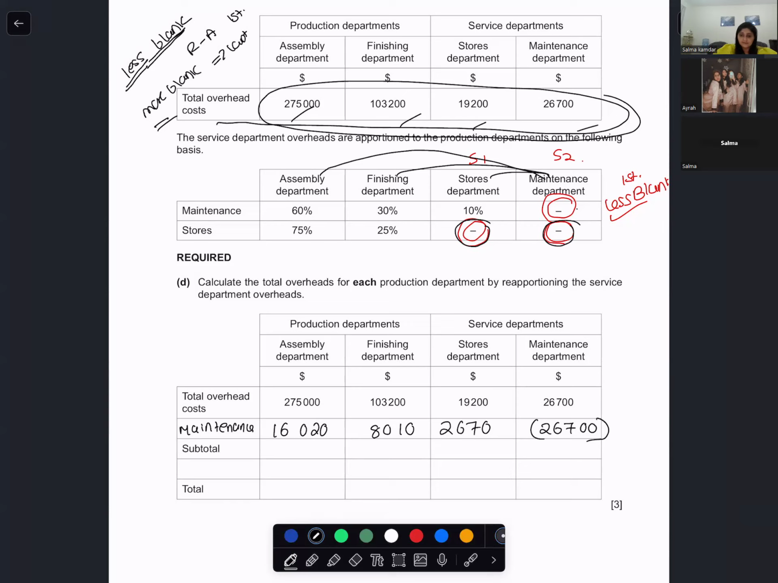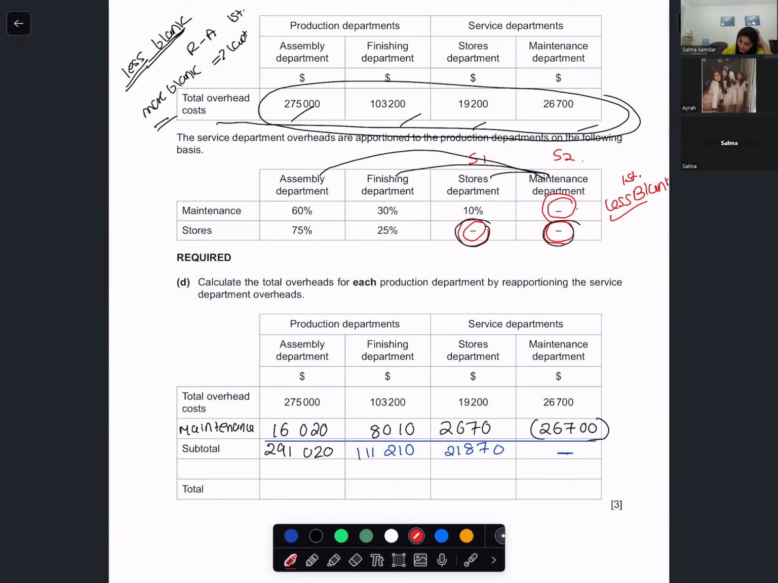So you add all of them. The first total is 291,020. Then 111,210 and 21,870, and this becomes nil.